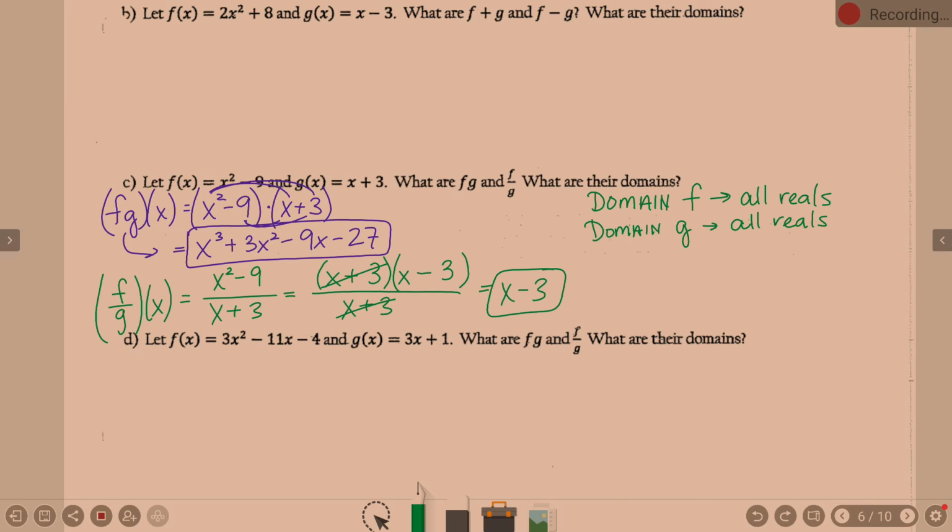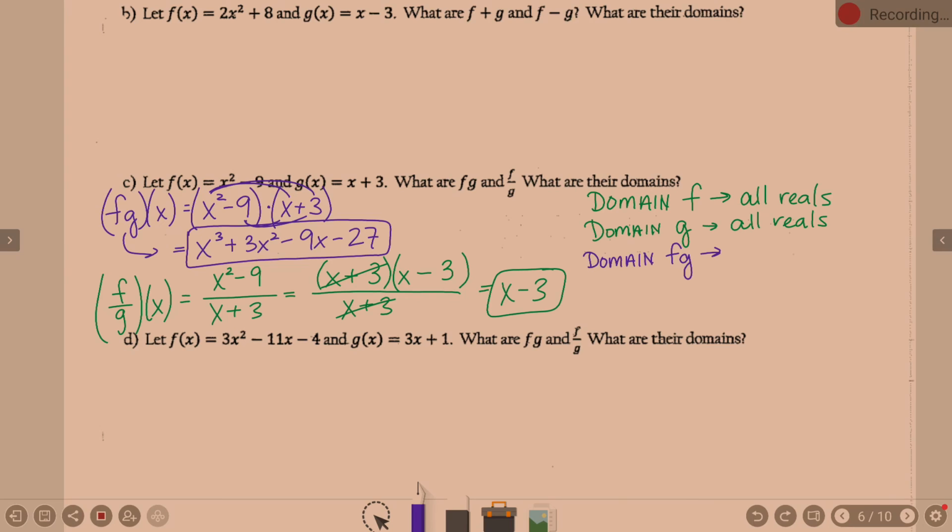Now, this is where we have to be careful. If we were just adding and subtracting, our domain is all reals. You add all reals, you subtract all reals, your domain is all reals. I have to look at these individually. What about when I multiply?